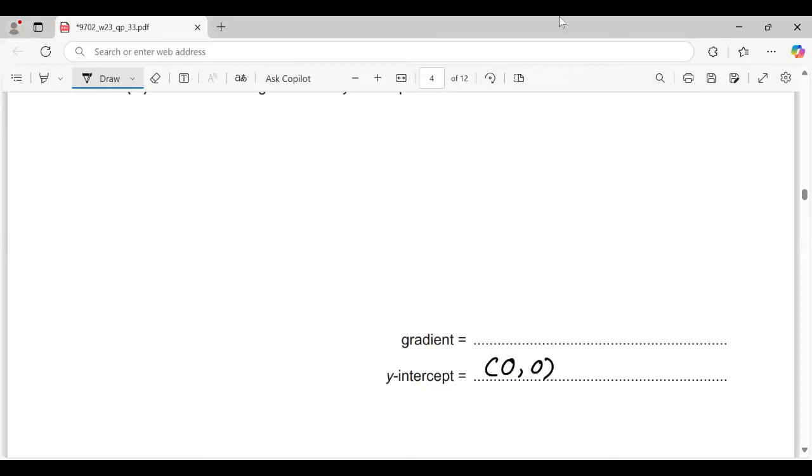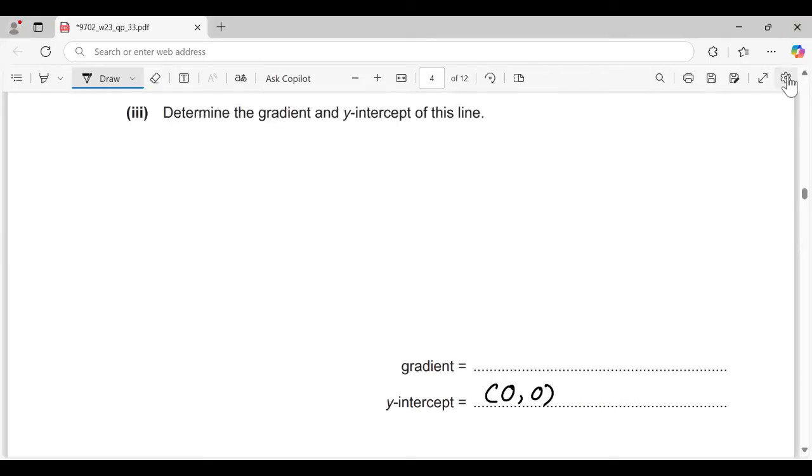How about the gradient? I'm going to determine the gradient using the coordinate point 4.1 and 1.5, y over x. So gradient m equals 1.5 over 4.1. If you calculate, this is 3. So the gradient is 3.